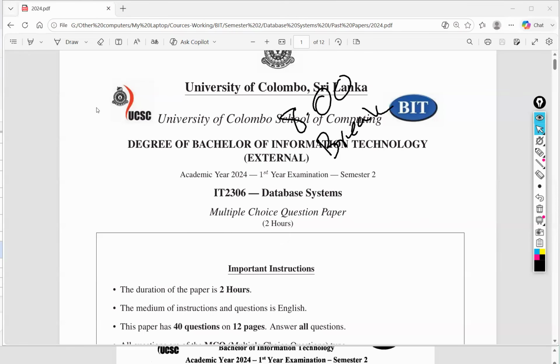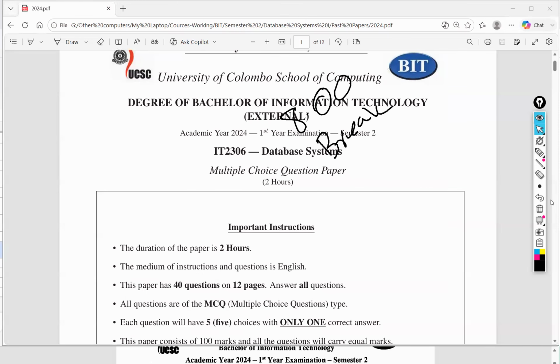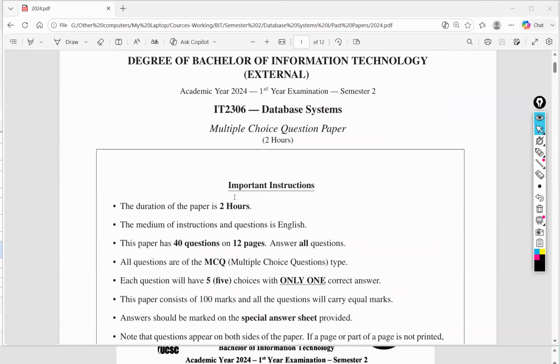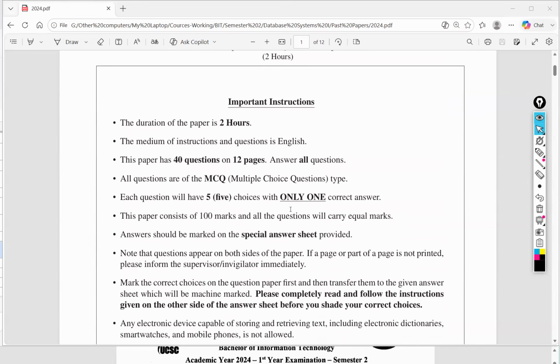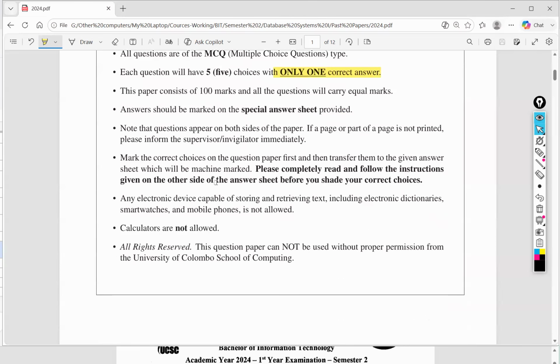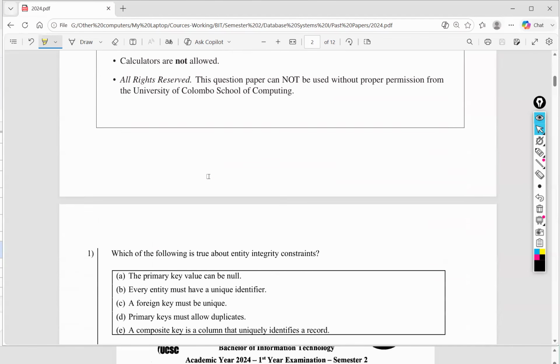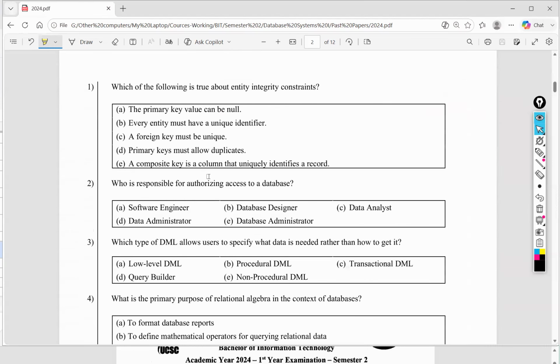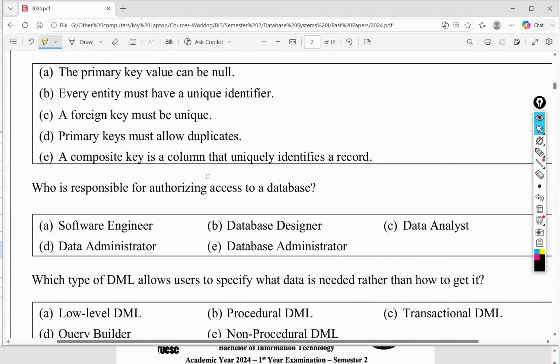So let's move on to our first paper for database, 2024, okay? Make sure you read the instructions for each and every paper separately. This one says only one correct answer, right? So therefore, it's easier. Usually, one answer means easier. Okay, easy paper comparatively. So let's take one by one.